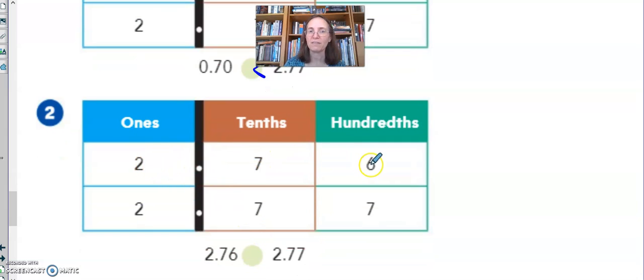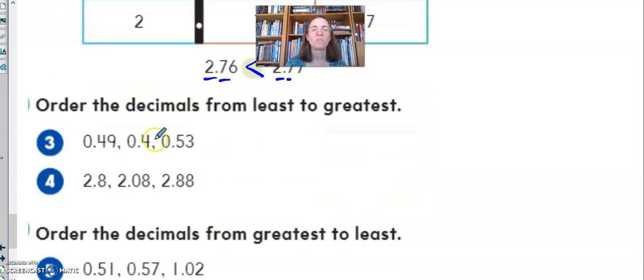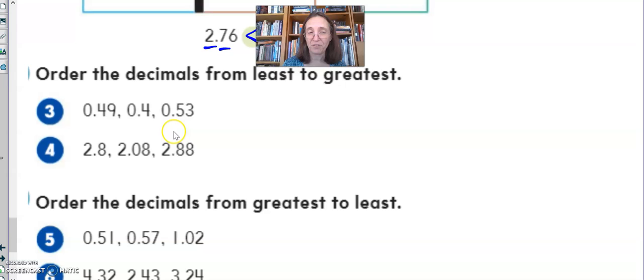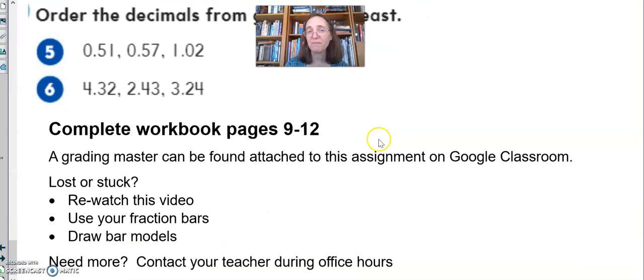Ooh, what about this one? 2 and 76/100 versus 2 and 77/100. Okay, definitely. Look, they're the same in the single ones place. They're the same in the tenths place. We find out our information in the hundredths place. And they're also going to ask you to order things from least to greatest. I am running out of time in this video, so I'm just going to do this last one for you.